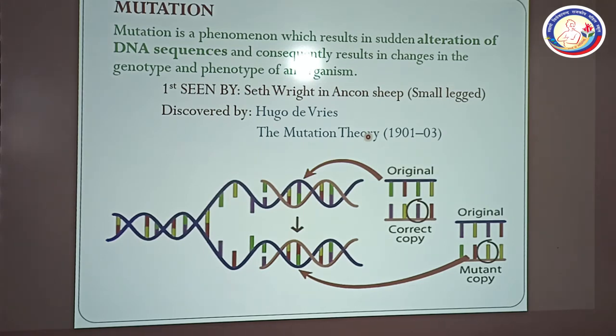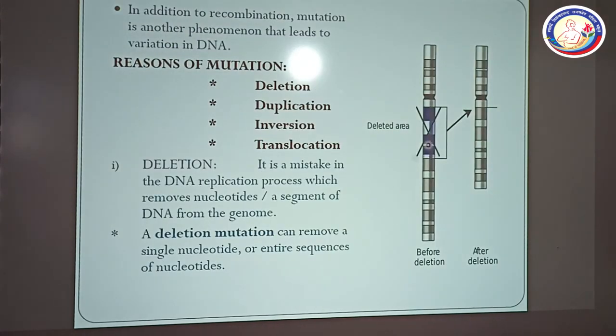So what will you see? Suppose this is the DNA and DNA copying is going on, then this is the original. Suppose this is the purple nucleotide sharing with the green one. If it is replaced by yellow, then both sides of the base pair will be affected. This is the mutant copy and this is the correct copy. In addition to recombination, mutation is another phenomenon that leads to variation in DNA.